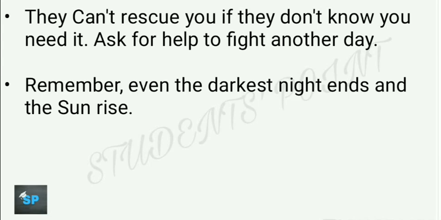So remember that even the darkest night ends and the sun rises. So be it me, be it you, or be it anyone, we should have a compassionate attitude towards anyone who is suffering from depression or any mental illness. They need just help. After getting help, they recover very quickly, and we have to keep a fighter attitude to fight depression-like situations.